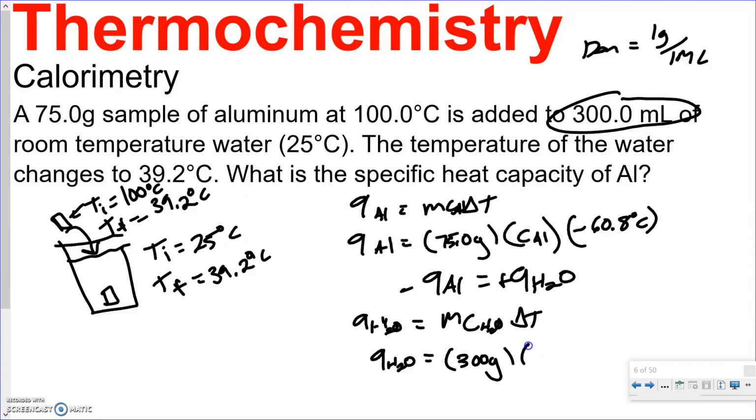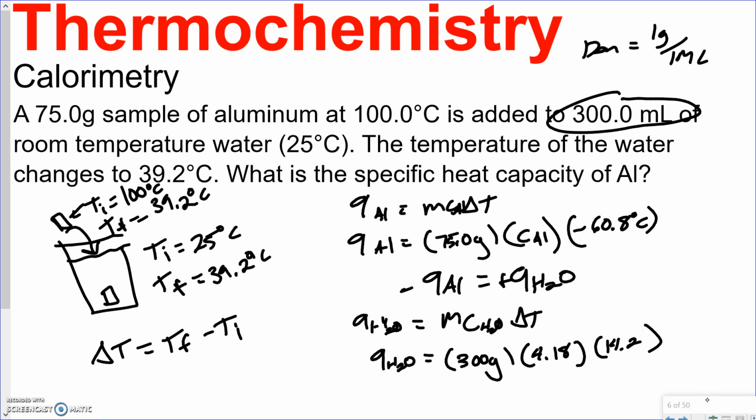Easy peasy. Specific heat capacity is not on here, but if you'll remember from last chapter, it is 4.18 joules per gram degree Celsius, and our change in temperature is 25 to 39.2. In this case, 39.2 minus 25. So keep in mind, when we're calculating change in temperature or changing anything, it's always final minus initial. Okay, so our change in temperature in this particular situation is 14.2 degrees Celsius.